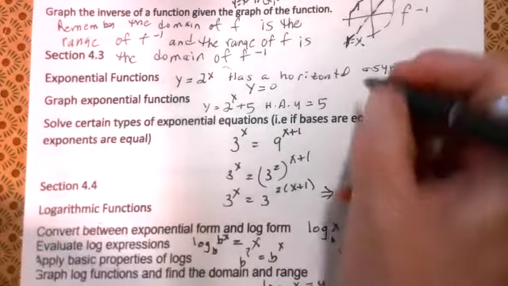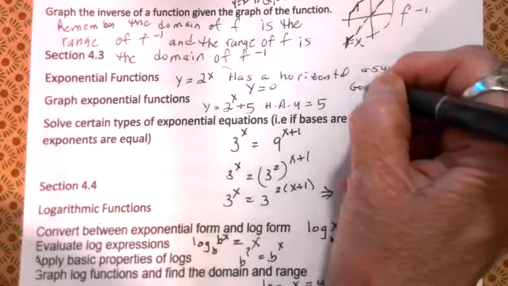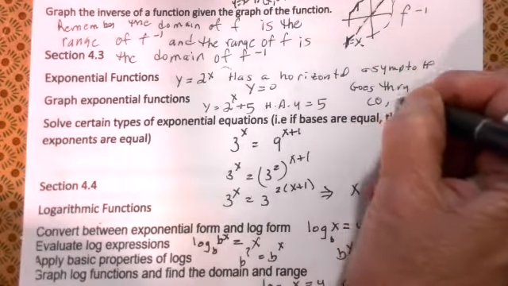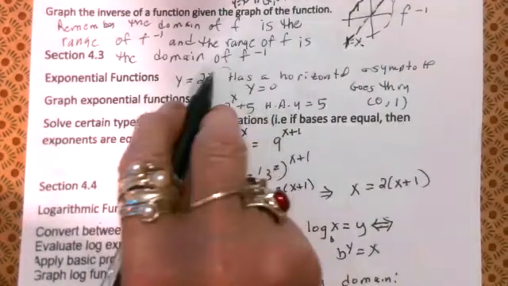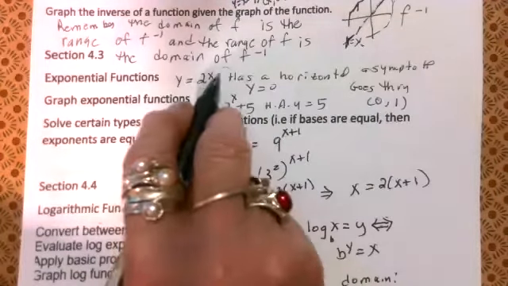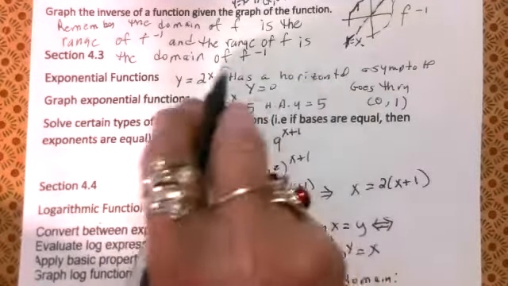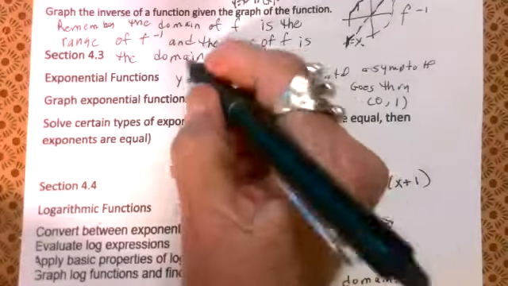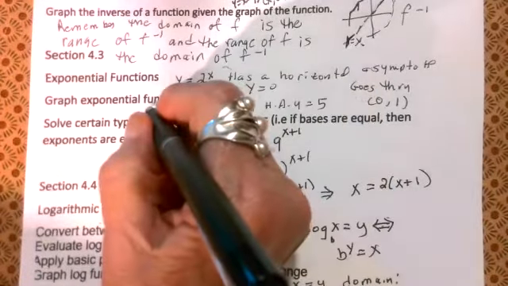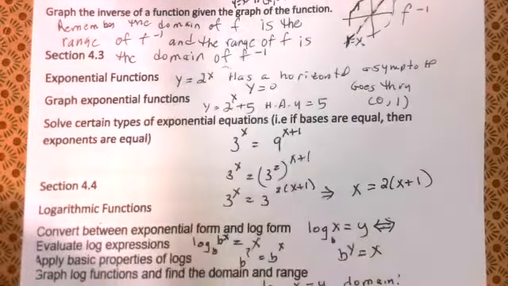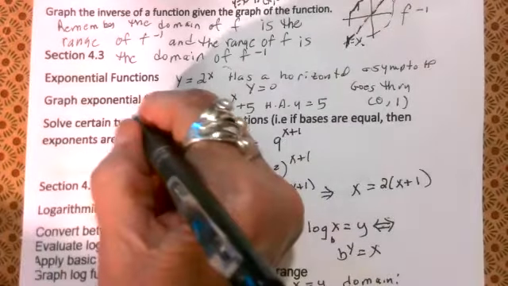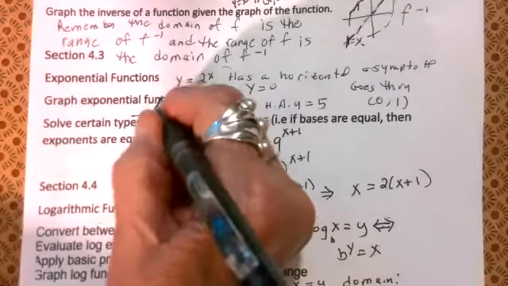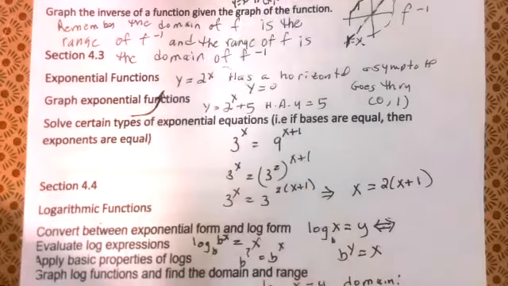It's going to go through the point (0, 1), because if x is 0, 2 to the 0 is 1. Anything to the 0 is 1. Graph exponential functions. So they're going to look like this. They're going to have a horizontal asymptote.